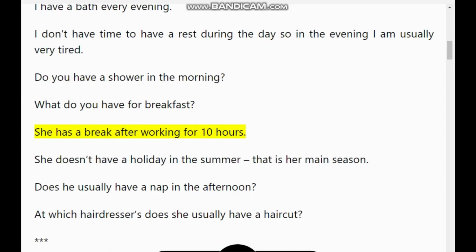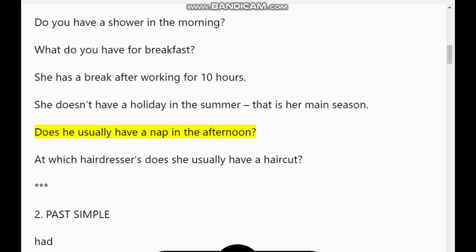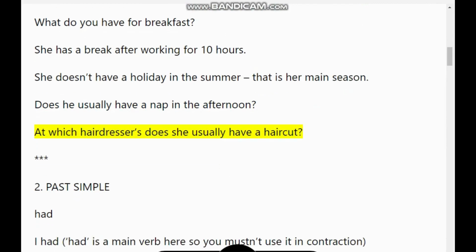She has a break after working for 10 hours. She doesn't have a holiday in the summer, that is her main season. Does he usually have a nap in the afternoon? At which hairdressers does she usually have a haircut?